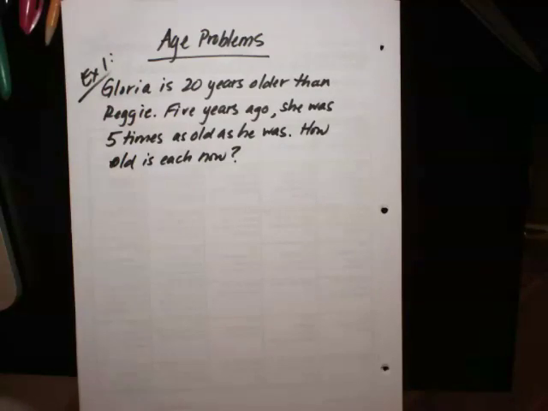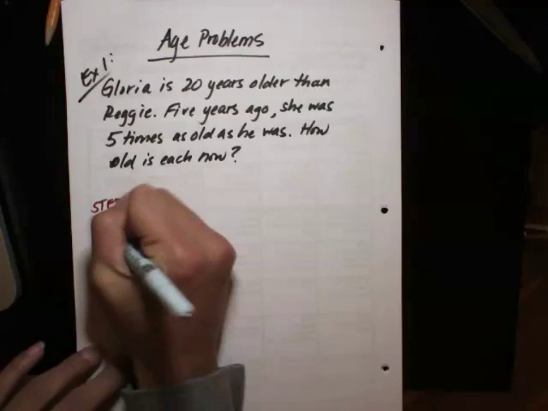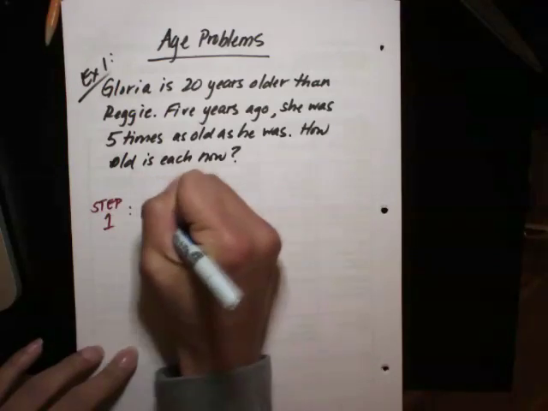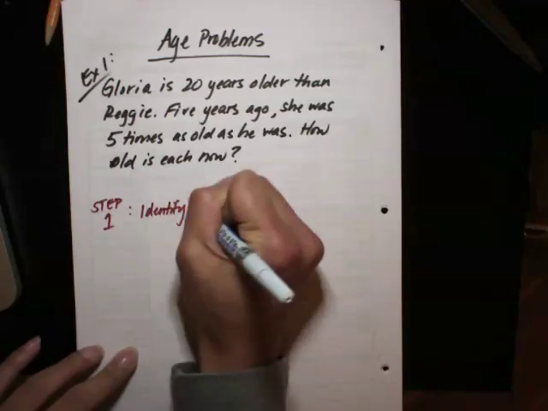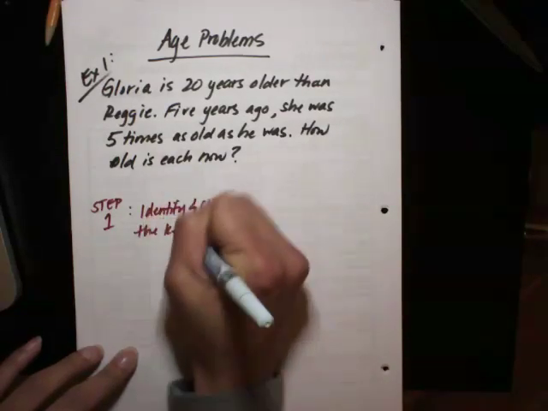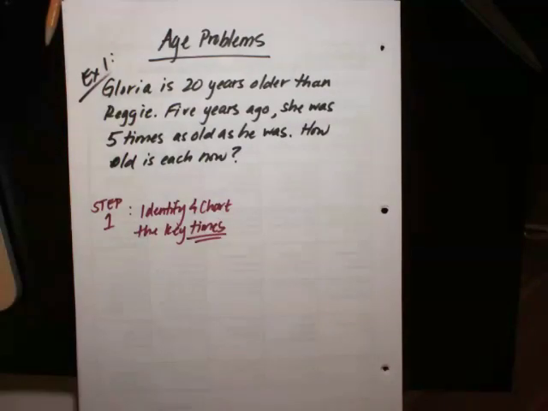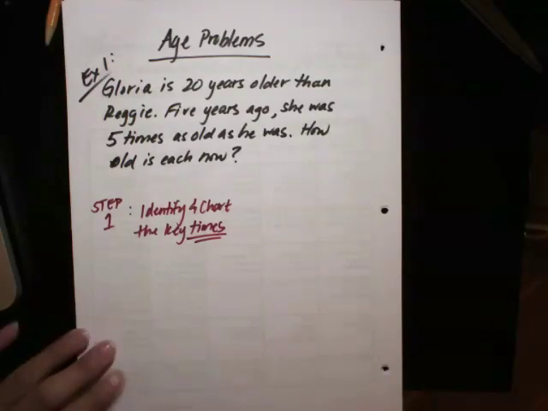Now, this might sound a little complicated, but it's actually not that bad as long as you first identify, and in the first step, I'm going to write this out for you because it's very important. Step 1, when solving a problem like this, you want to identify and chart the key times. Okay, and what I mean by the key times is what time period are they looking at here?